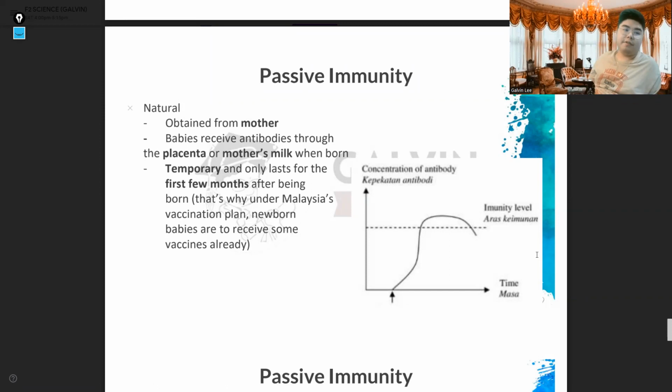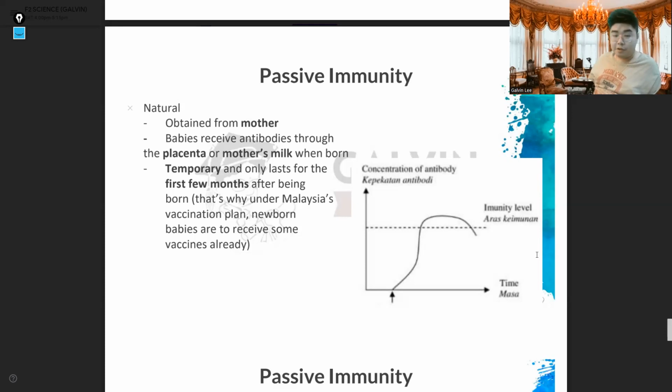Why? Because passive means that it's temporary. After a few days, after a few weeks, it will drop. And once it drops below the immunity level, you will be unprotected. From there, the doctor will advise it's time to get a vaccine, and give you the vaccine. Okay, understand?